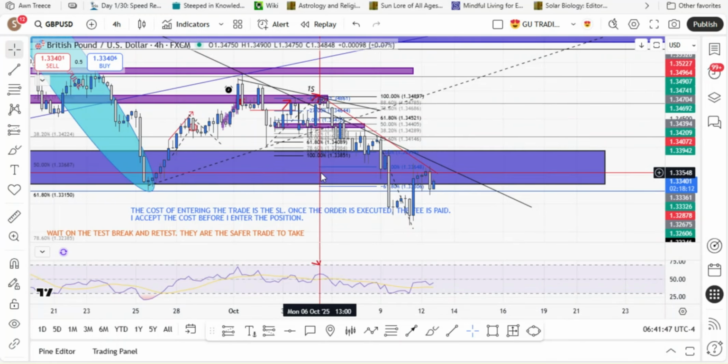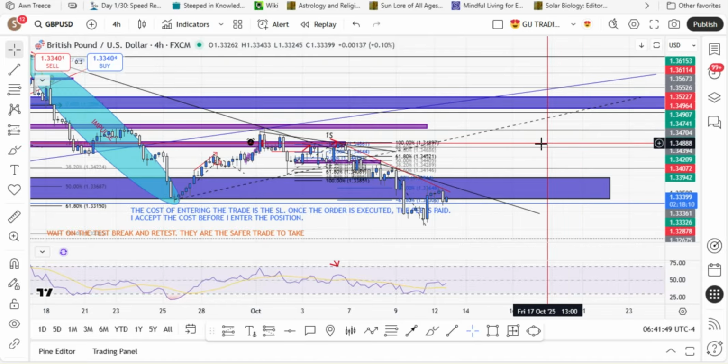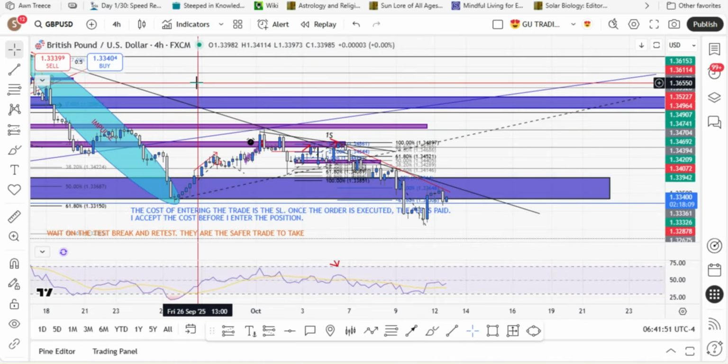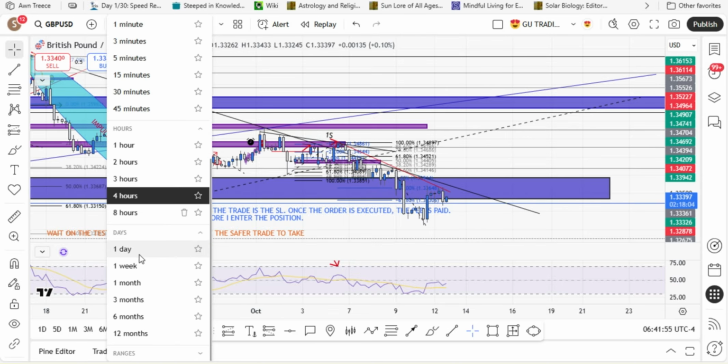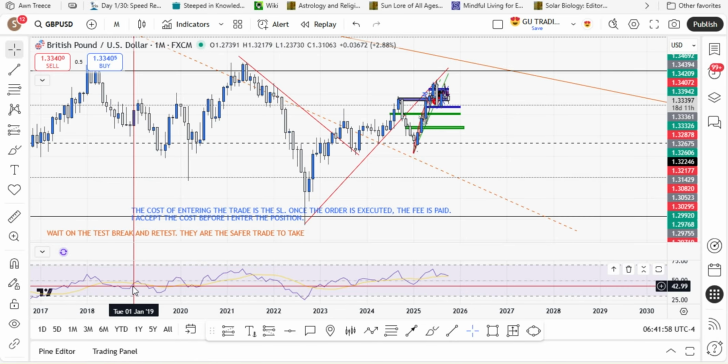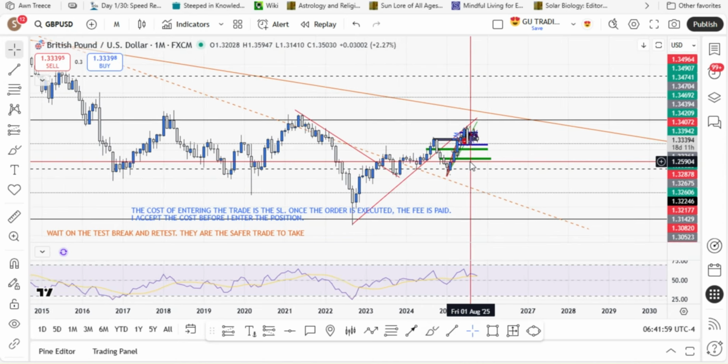All right, so doing a top-down analysis for this week. Actually, I haven't looked at the monthly and the weekly for a while, so start off taking a quick peek there.